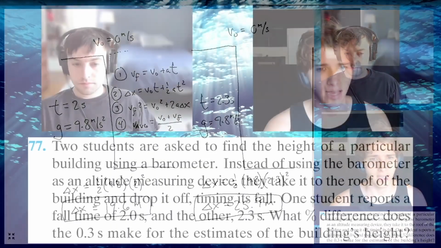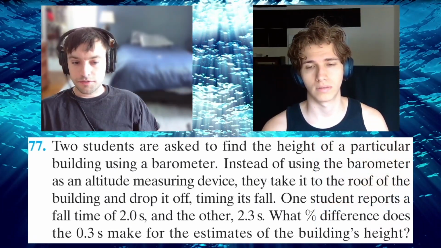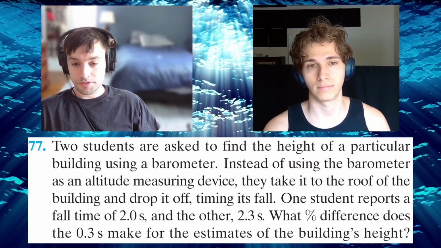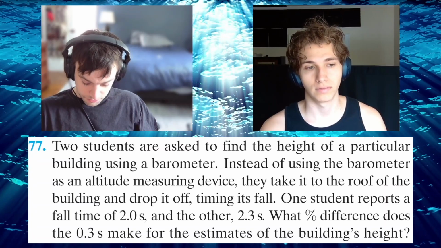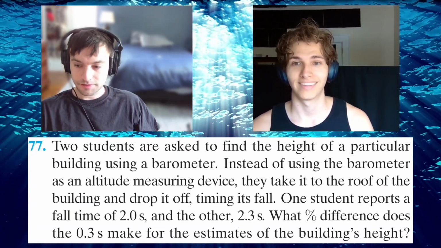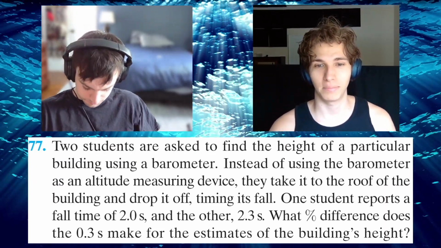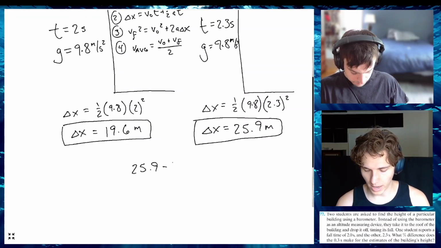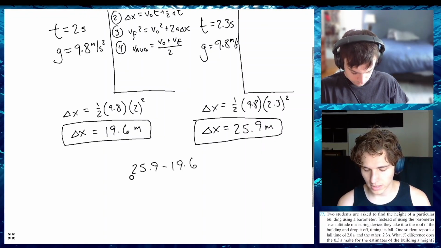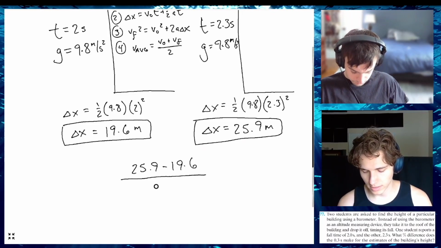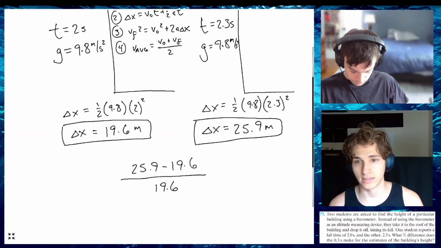Now what are they actually asking for? What percent difference does the 0.3 seconds make for the estimates of the building's height? So we have two different heights here. Could we subtract them from each other to find that difference? Yeah, absolutely. So we have 25.9 minus 19.6, and we want percent difference, so I'm going to divide this by 19.6.